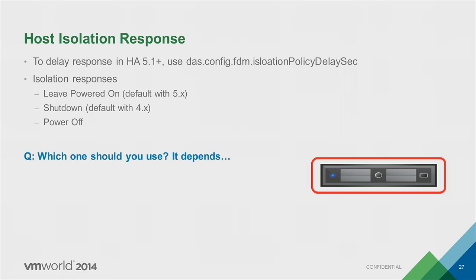So in 5.1, we added an advanced option to delay the isolation response. Thanks to your feedback: in some scenarios there were network glitches or intermittent network failures, which was expected. Some of you said that you don't want HA to be aggressive and apply the isolation response immediately, so we added an option to delay it. From 5.1 onwards, this is there. Based on your environment, if you know what the timeout is, you can use this option to specify it. The default isolation response is leave powered on, don't do anything. The other two options are shut down and power off.